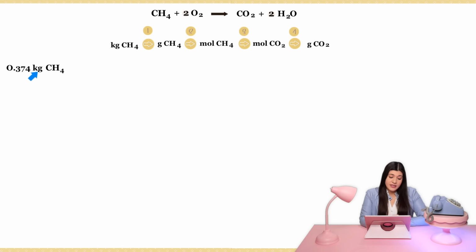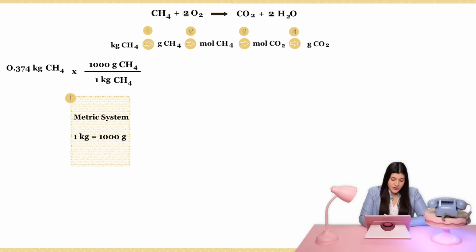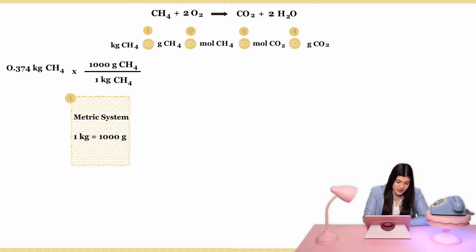So starting off with the kilograms that we were given initially, this is the amount of kilograms I have for methane. Now I'm going to convert this to grams. So this is our first step. What I'm going to use is the metric system. The metric system tells us that 1 kilogram is equal to 1,000 grams. So okay, I know that. Now all I have to do is multiply. So these two would then cancel. Let's show that. These two cancel.